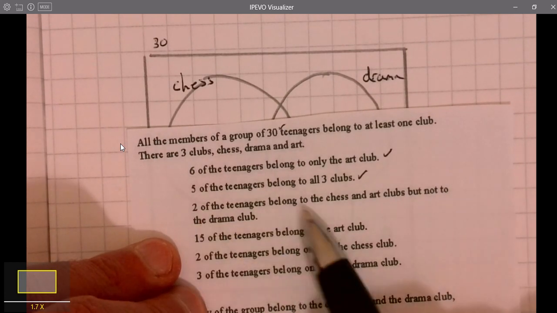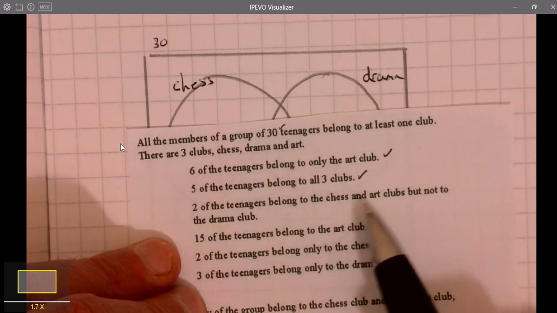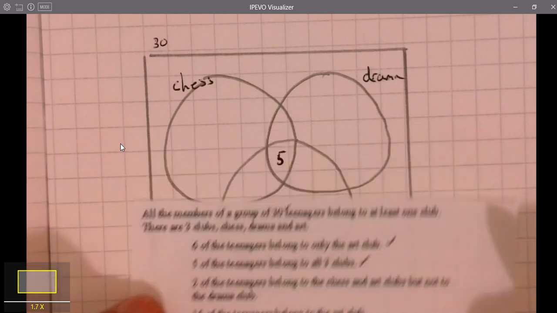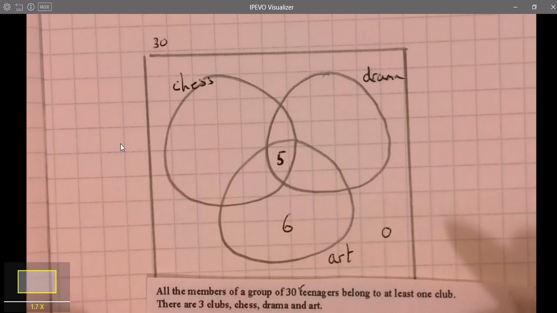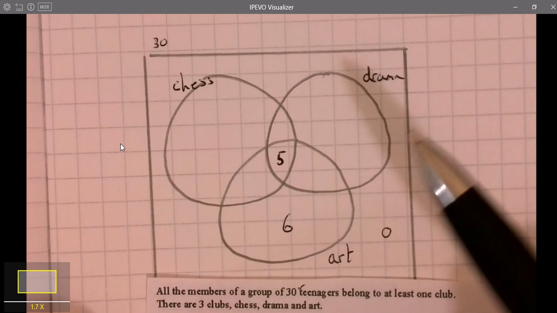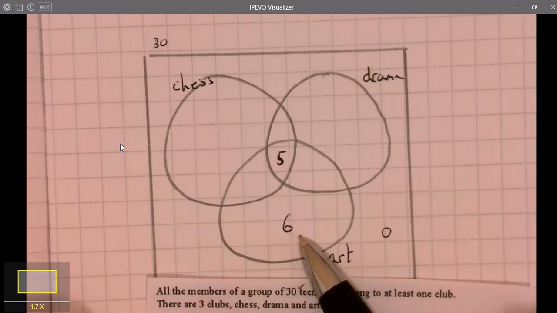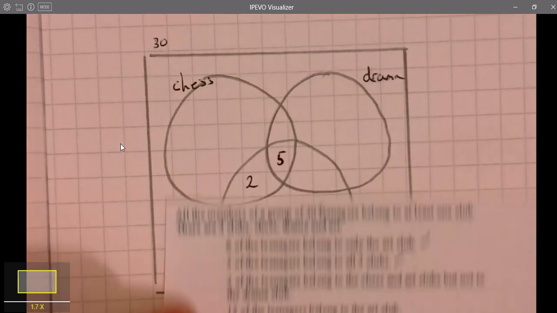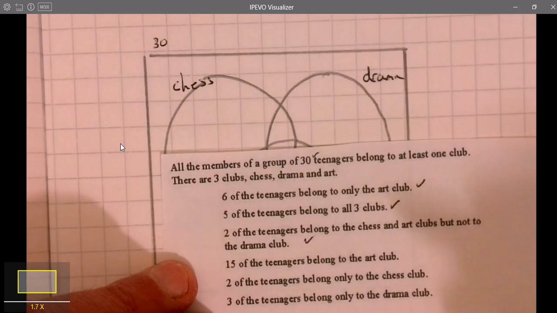2 of the teenagers belong to the chess and art clubs, but not to the drama club. So 2 of the teenagers belong to chess and art, but not to the drama club. So that's that one. There we go.